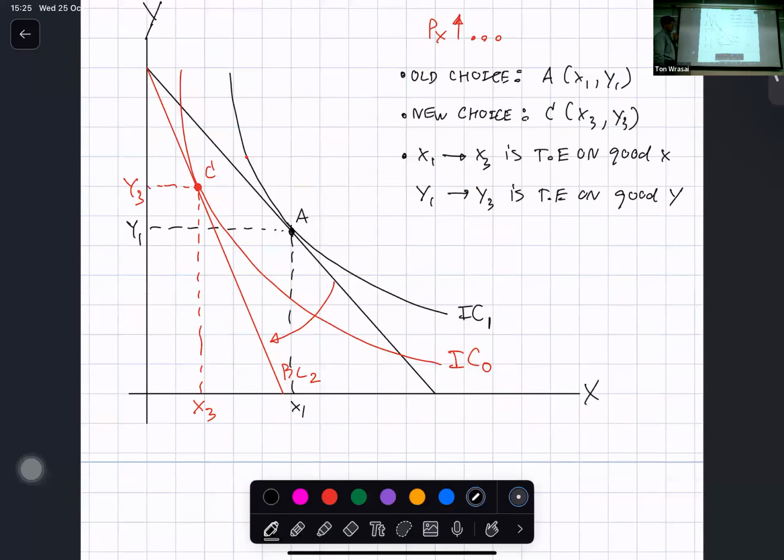X1 to X3, its total impact on good X. When the price of pizza becomes more expensive, I'm going to use the orange arrow to report TE. Also, good Y. Total impact on good Y here, from Y1 to Y3.